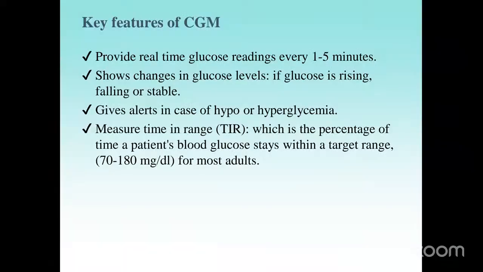And these are the key features of continuous glucose monitoring, or advantages of this technology. It provides real-time glucose readings every 1 to 5 minutes. Also, it shows changes in glucose levels, whether glucose is rising, falling, or stable. Also, it gives alerts in cases of hypoglycemia or hyperglycemia. Also, it measures what is called the time in range, TIR, which is the percentage of time a patient's blood glucose stays within a target range, usually 70 to 180 milligrams per deciliter for most adults.